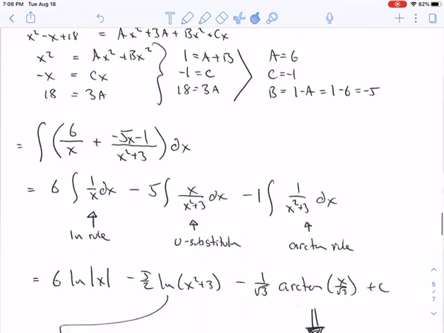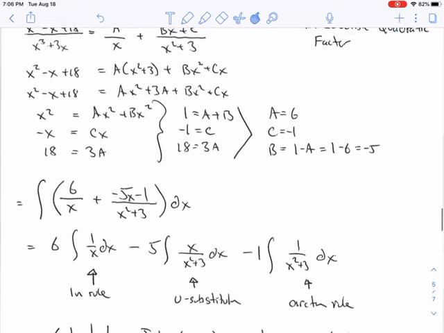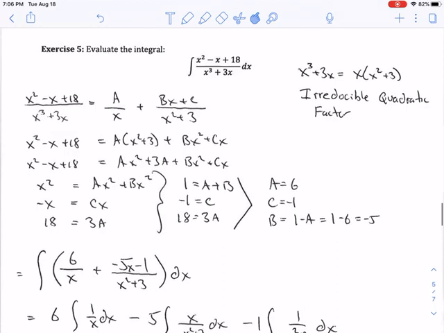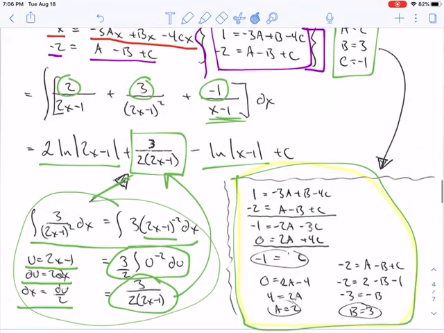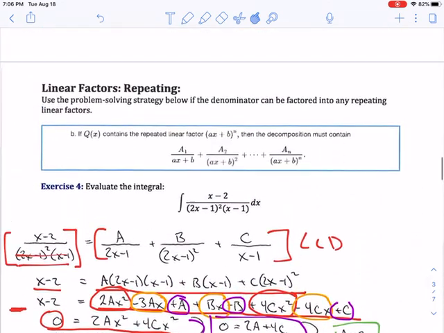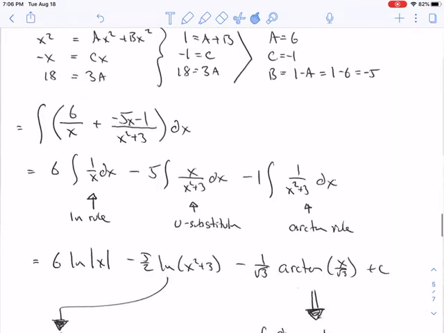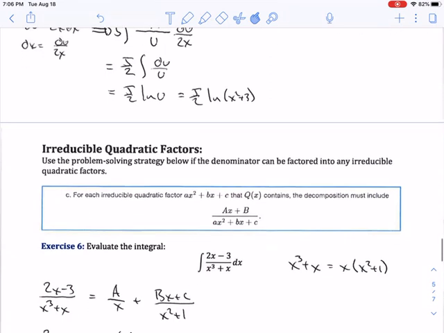And one more for this video. This is going to be a fun one. Oh, wait a minute. This is an irreducible quadratic factor. Yeah, this is an irreducible quadratic factor. I think I got a couple mixed up here.